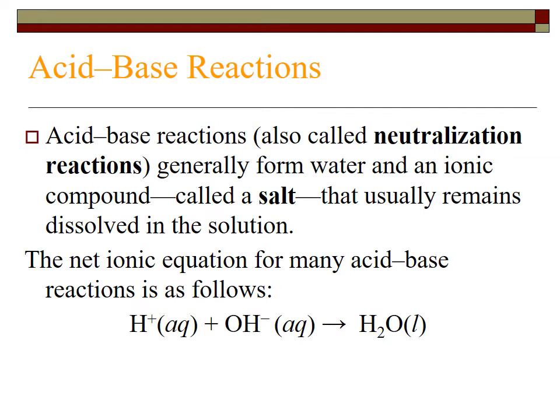The net ionic equation for many acid-base reactions is as follows: H plus OH gives me H2O. This is for many acid-base reactions. For us, this is going to be the net ionic equation for our acid-base reactions. Hydrogen plus OH gives me H2O. The only thing that changes, as we've learned, is the coefficients out in front, and we get that when we balance.